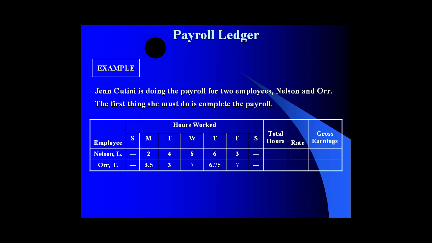Here's a payroll ledger and an example. Jen Cutini is doing the payroll for 2 employees, Nelson and Orr. The first thing she must do is complete the payroll. So based on the chart we see below, in the first column we see the employee's name. Second column are the hours worked. We see a total, their rate of pay, and their gross earnings.